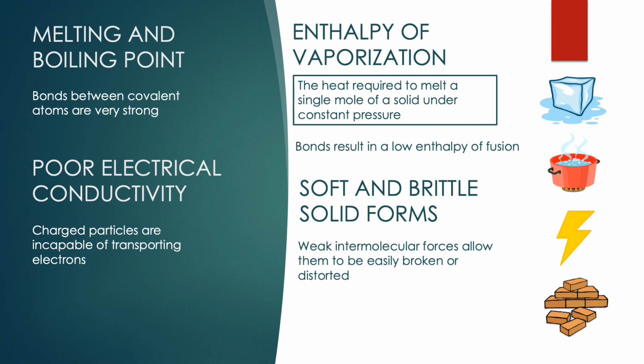The enthalpy of fusion is the heat required to melt a single mole of a solid under constant pressure. Low enthalpies of fusion or vaporization occur because the order of covalent bonds are usually one or more orders of magnitude smaller than they are for ionic bonds. Covalent compounds are usually soft and brittle solid forms because of the weak intermolecular forces that make the solid form of these compounds easy to break and distort. And lastly, poor electrical conductivity occurs because they do not have charged particles capable of transporting electrons.